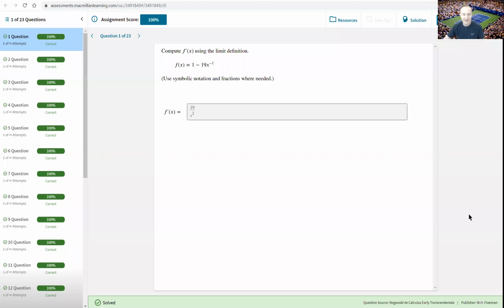Hi all, let's take a look at the 3.2 Achieve homework assignment. This assignment's pretty quick just because we can use the shortcut technique of the power rule on our derivatives.